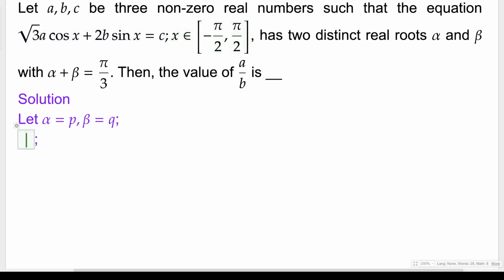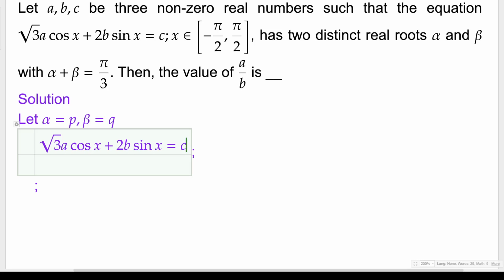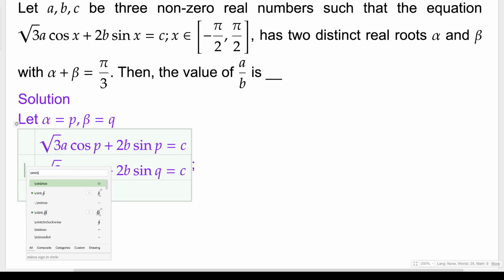In this section, I'll be taking the given equation as it is. If alpha and beta are the roots, that is p and q, which I've considered, they should satisfy this equation. So instead of x, I'll substitute p here once, and the next time I'll substitute q. Now I'll perform the subtraction operation.